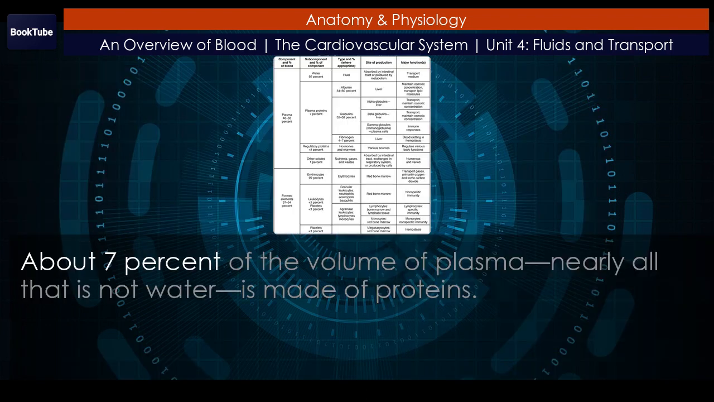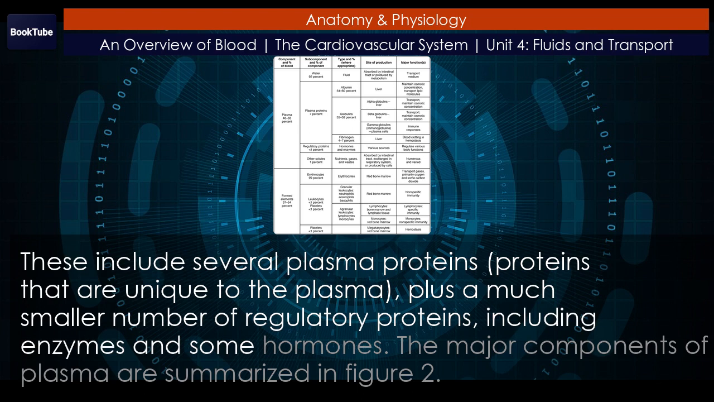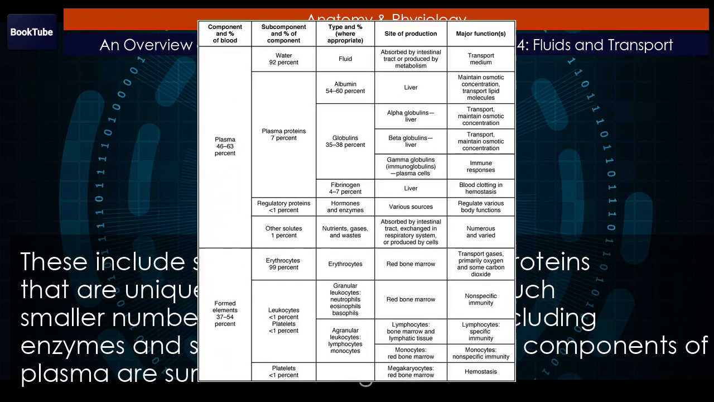Plasma proteins. About 7% of the volume of plasma, nearly all that is not water, is made of proteins. These include several plasma proteins, proteins that are unique to the plasma, plus a much smaller number of regulatory proteins, including enzymes and some hormones. The major components of plasma are summarized in Figure 2.